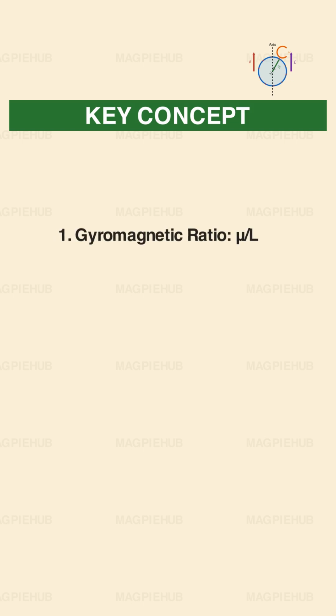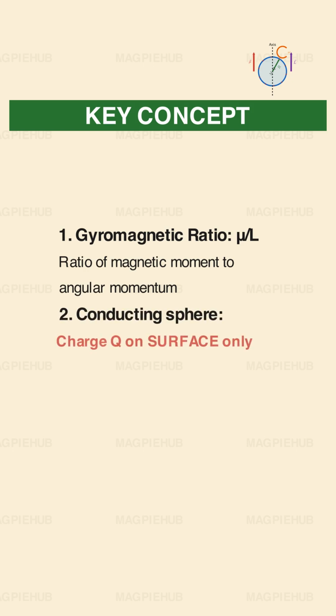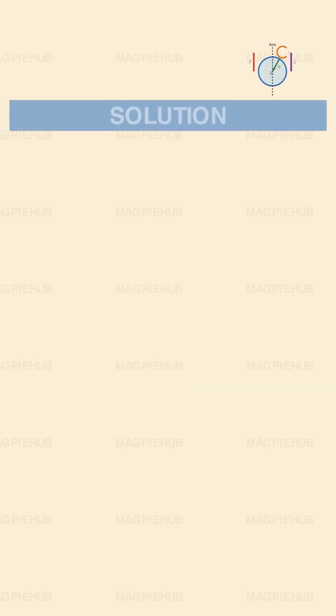The key concept here is the gyromagnetic ratio, the ratio of magnetic dipole moment to angular momentum for a rotating charged body. For a conducting sphere, all the charge resides on the surface, but the mass is distributed throughout the volume. This difference in distribution is crucial and leads to a value of alpha different from 1. Let us solve this step by step.